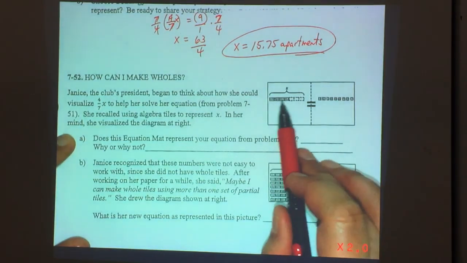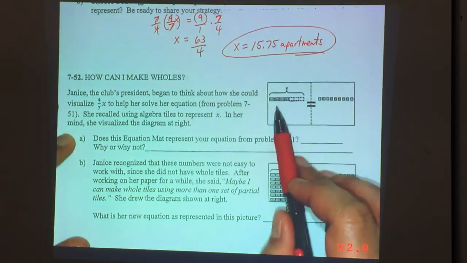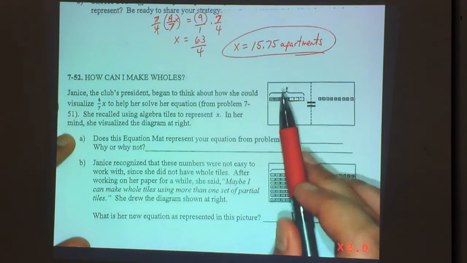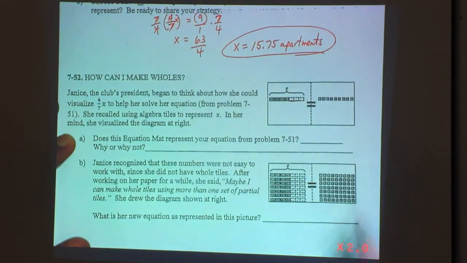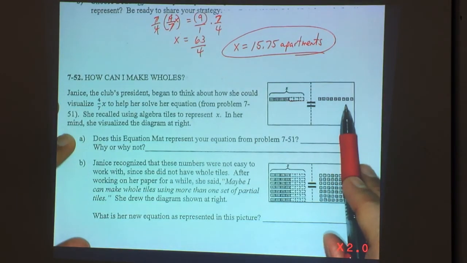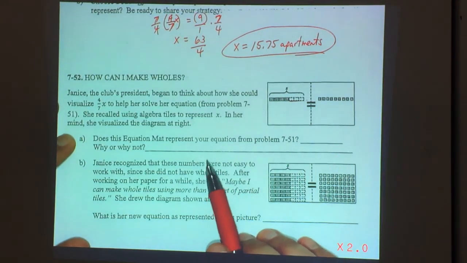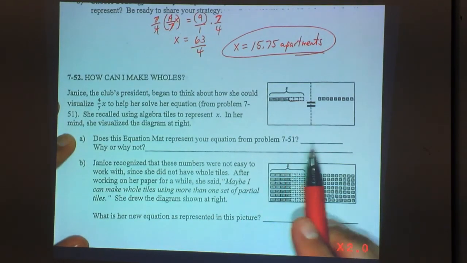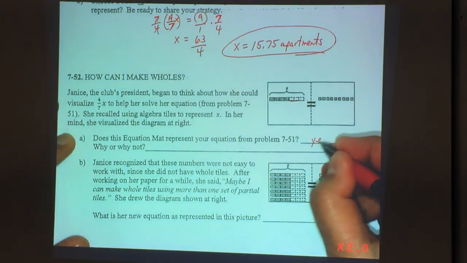So if that's all the workers, and only 4, so 1, 2, 3, 4. So there's 7 pieces there. 4 are shaded because that represents 4/7 of the workers. And then these 9 over here represent the apartments. Does the equation mat represent your equation from problem 51? Yes.